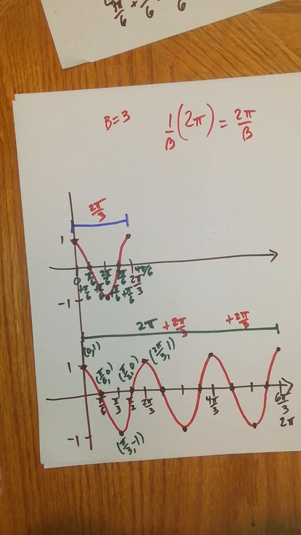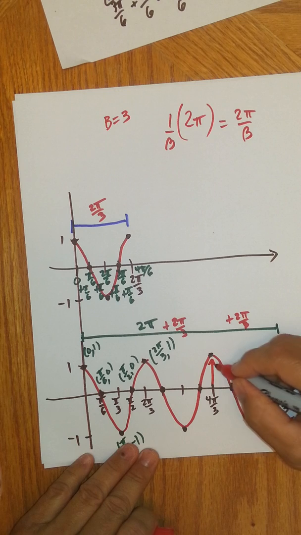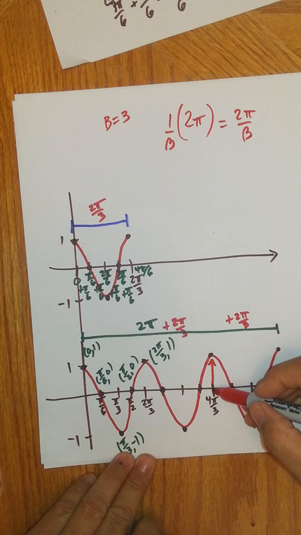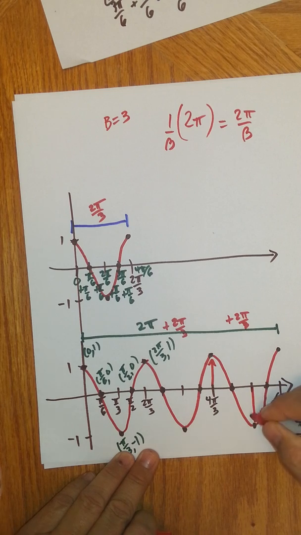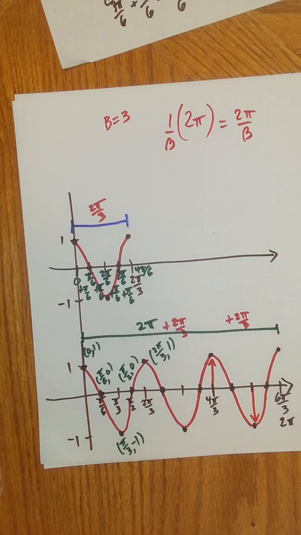Oh, one last comment. The amplitude here is 1 because it's the distance from the axis to the max, or from the axis to the min. You have a distance of 1, that's the amplitude. All right, and the phase shift is 0, and the vertical shift is 0.